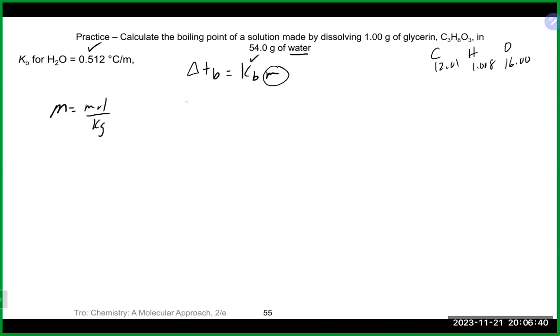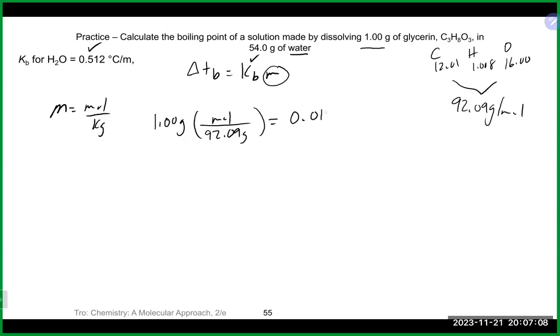So the moles here of our C3H8O3, when we add everything together to get the molar mass, looks like it is something like 92.09 grams per mole. We do have how many grams of it we're using. So 1 gram divided by our molar mass from the periodic table, 92.09 grams per mole, will give us 0.0109 moles of our glycerin.